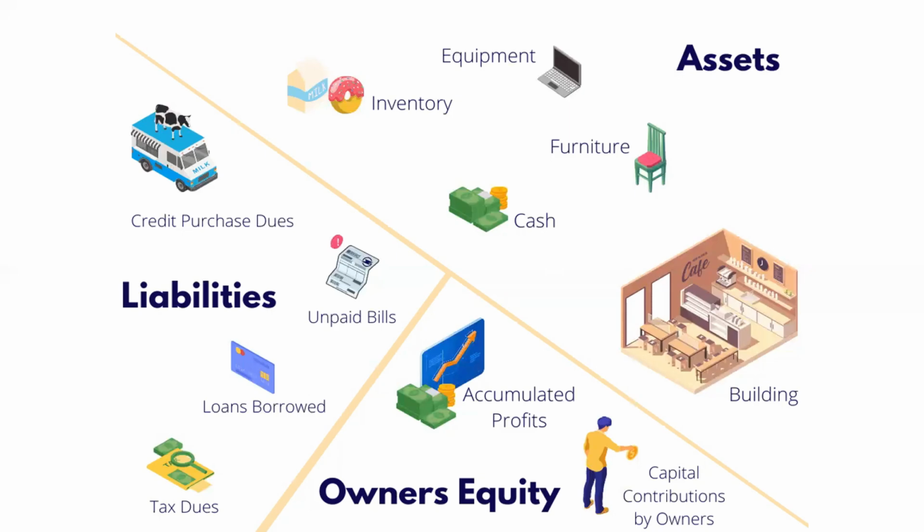Anything that the owner takes out of the business is called drawings, right? So the difference between the capital and drawings is the owner's net contributions. And then your accumulated profits. Accumulated profits, the difference between your income and expenses, is your profit, right? So your owner's equity is made up of your capital, drawings, and your profit, which is your income and expenses.